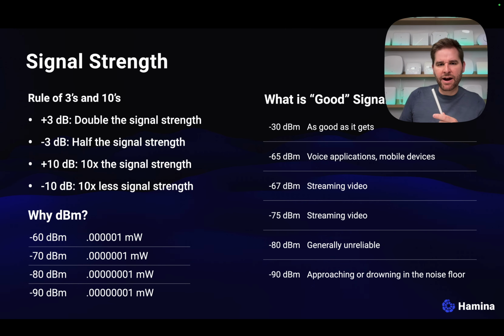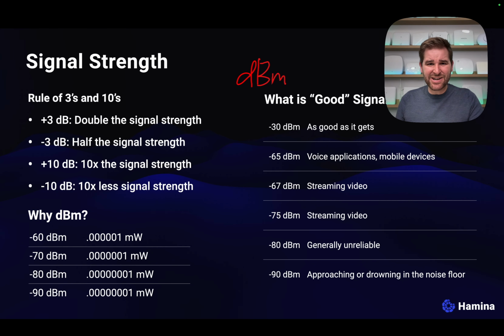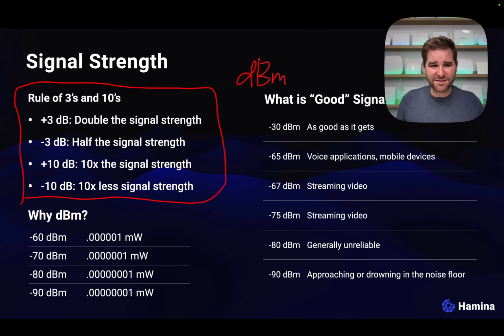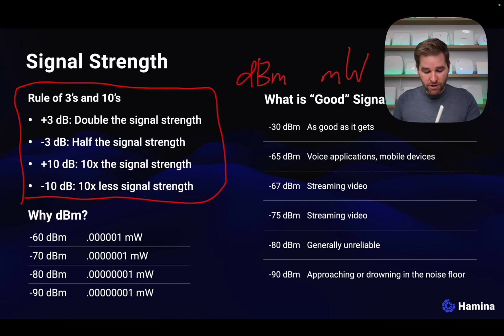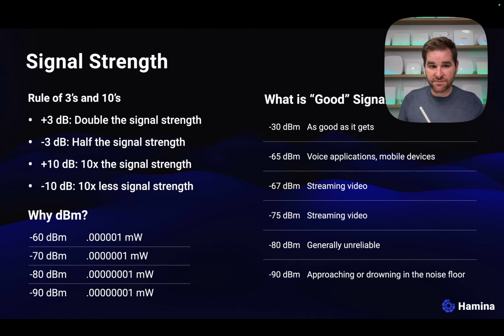So after talking about how dBm, when compared to milliwatts, is a logarithmic scale instead of a linear scale, you might be wondering, why don't we use the linear one? Why do we have to remember the rule of threes and tens and put ourselves through this nightmare of numbers? Why not just use milliwatts? Great question. The problem is, like I mentioned earlier, the transmit power of Wi-Fi is very, very low. The receive sensitivity is very, very high, which means we can work with very, very small levels of power.